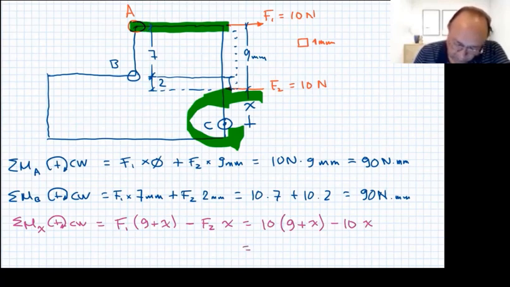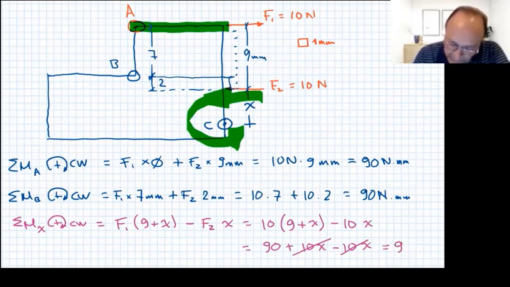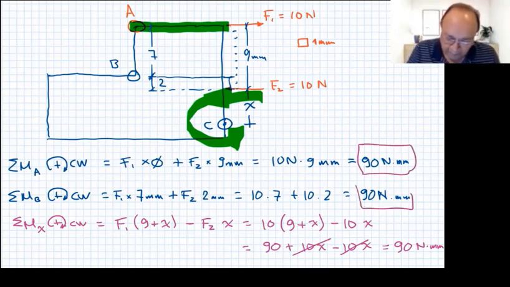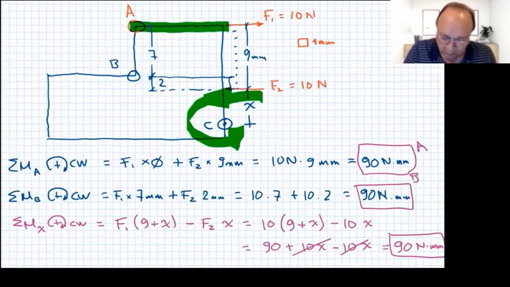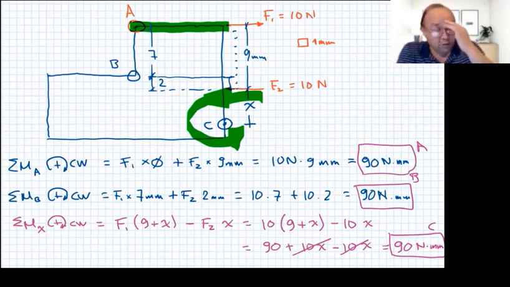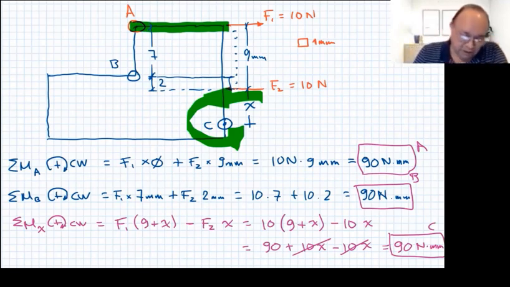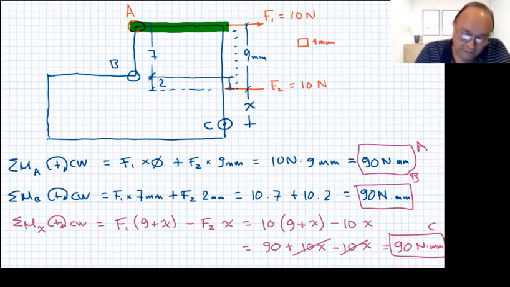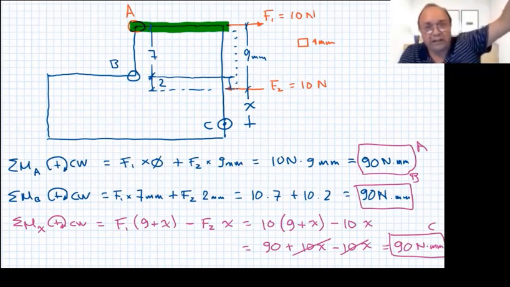So it will be equal to 90 plus 10x minus 10x. So this equals 90 newton meters. See? So you see how the moment is still the same: with respect to point A, 90, with respect to point B, 90, with respect to any point at any distance x, still 90. So the couples produce the same moment no matter where you put them. So couples, you can move around very freely. It's the same if you put the couple here, or if the couple is far away, the moment with respect to any point is going to be the same amount.